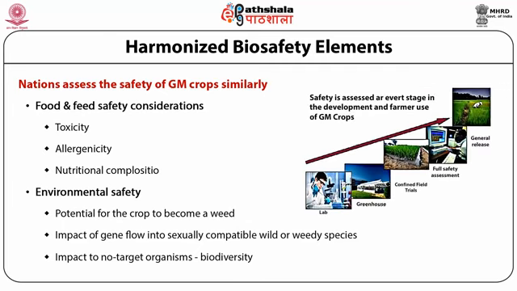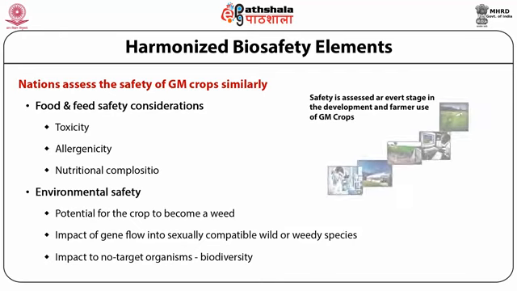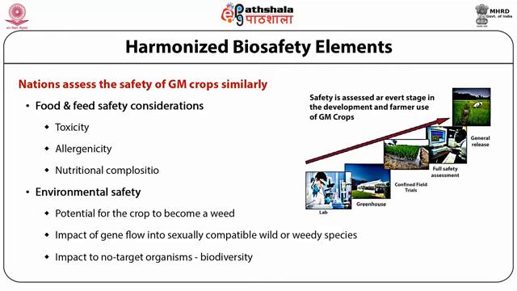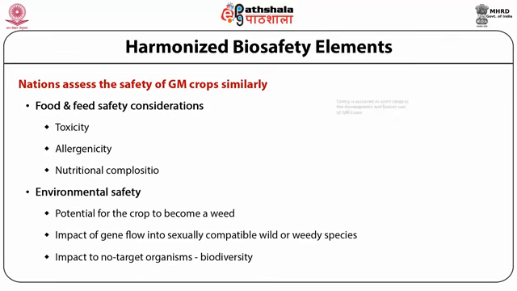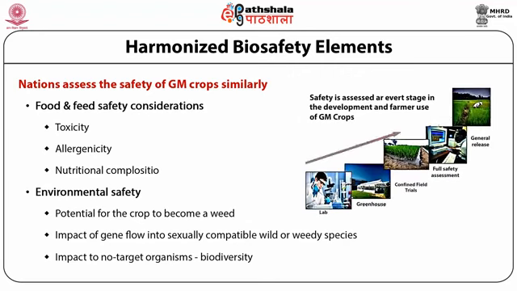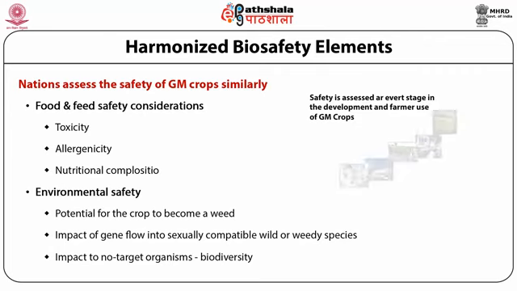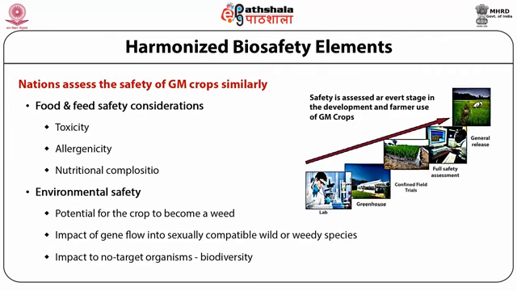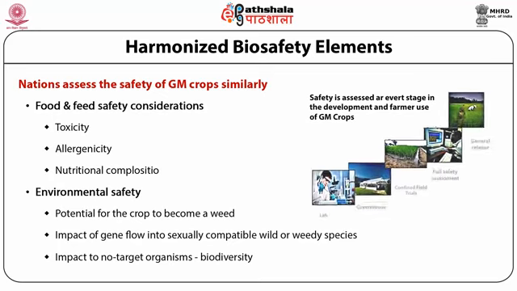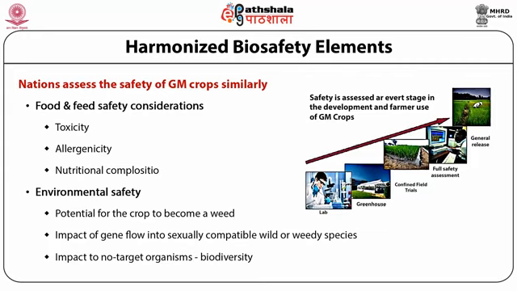Safety is assessed at different stages during the development and formal use of GM crops, right from the lab, where the transgenic products are developed, which are tested in the greenhouse, then in confined field trials, and the full safety assessment, both from the animal and human health and the environment points of view. And once everything is satisfied and is safe to release, then they are released into the environment or commercialized.